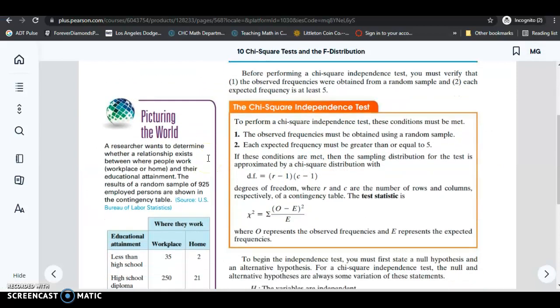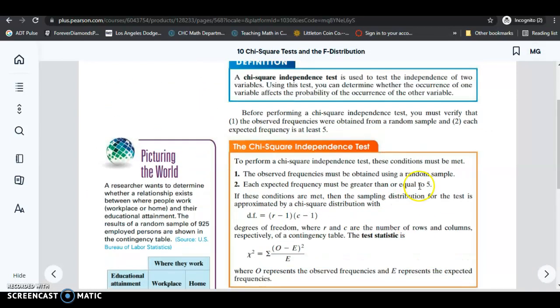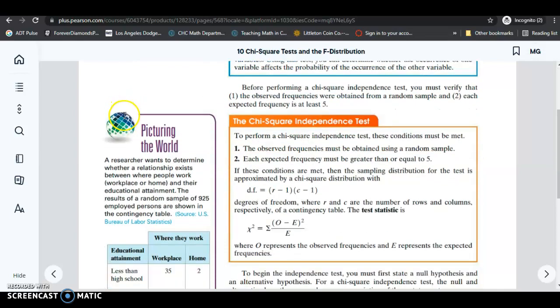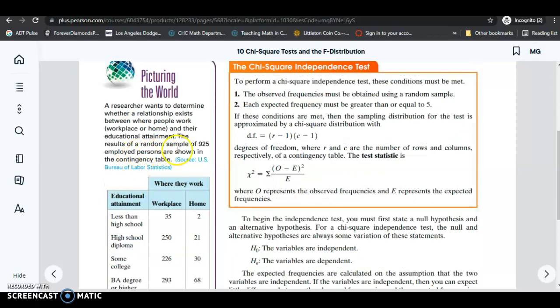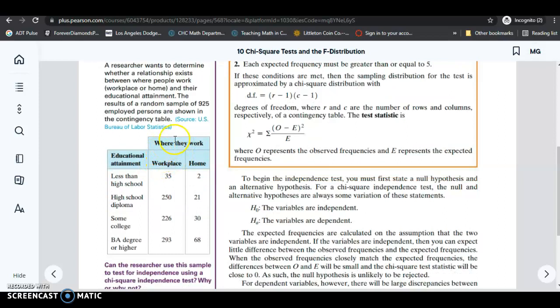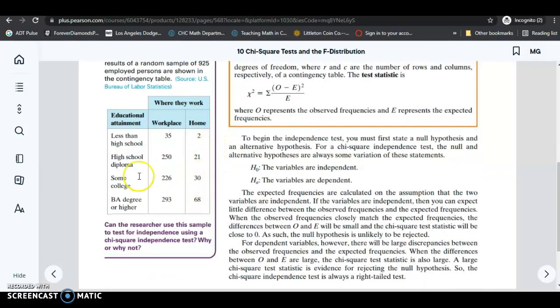Okay, so for example, we see on page 538, a researcher wants to determine whether a relationship exists between where people work, whether they work at the workplace or at home, and their educational attainment. Those are an example of two categorical variables. It says that the results of a random sample of 925 employed persons are shown in the table, and the source of this data is the U.S. Bureau of Labor Statistics. So here we have an example of a contingency table.